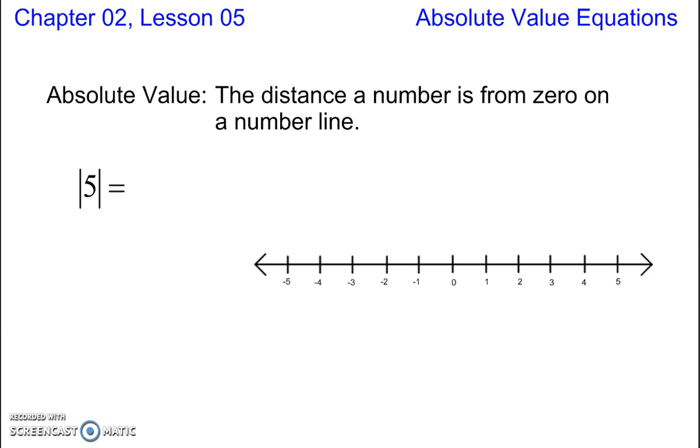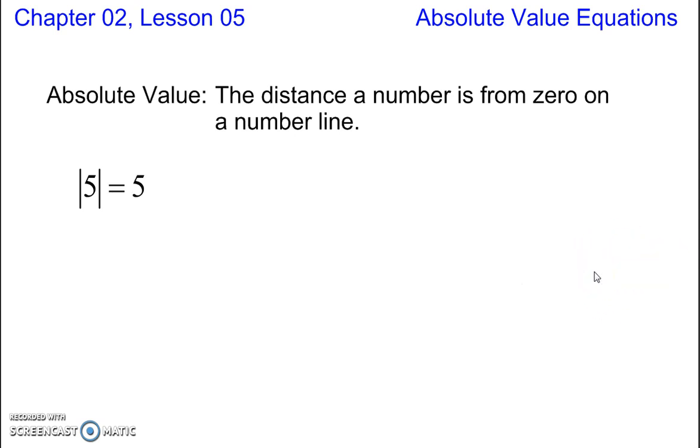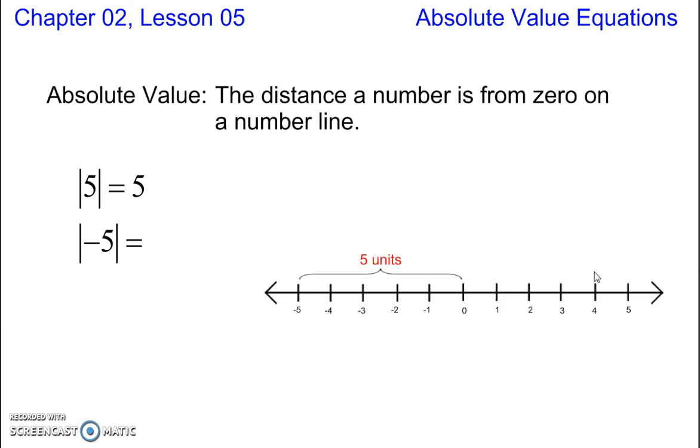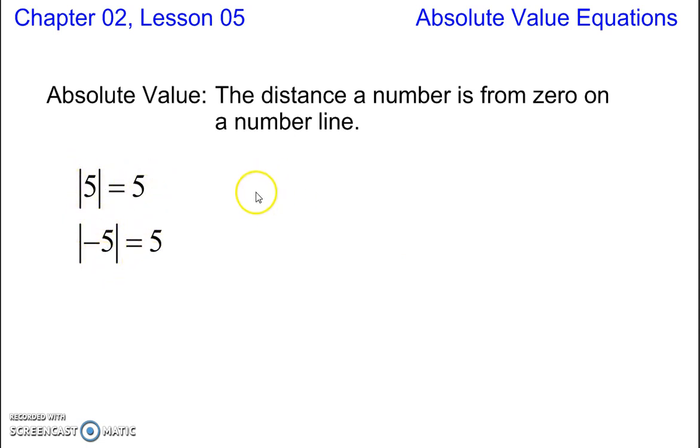If we look at this on a number line, here's 0, and 5 units away from 0 is positive 5. Well, also 5 units away from 0 is negative 5, which means the absolute value of positive 5 is 5, but the absolute value of negative 5 is also 5. The distance of a number from 0.